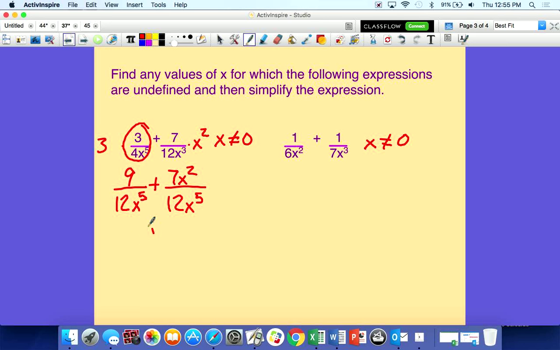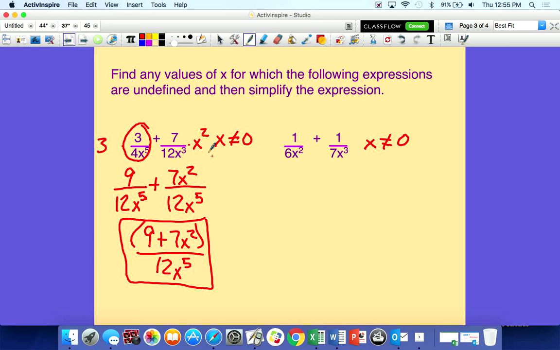Common denominators, add your numerators. Put the denominator down. Is there anything that you can simplify? Well, remember, parentheses, there's nothing you can pull out of the top. So then this is simplified as long as x does not equal 0. For our next one, we already figured out that x does not equal 0.